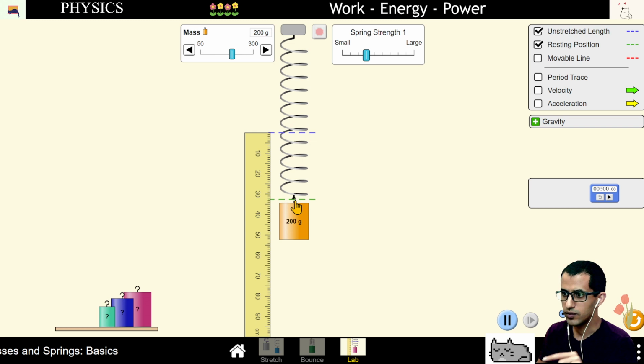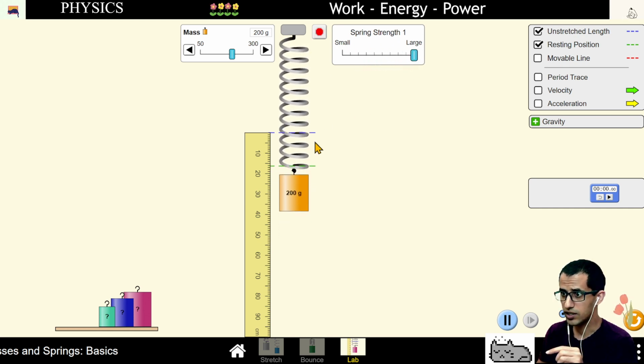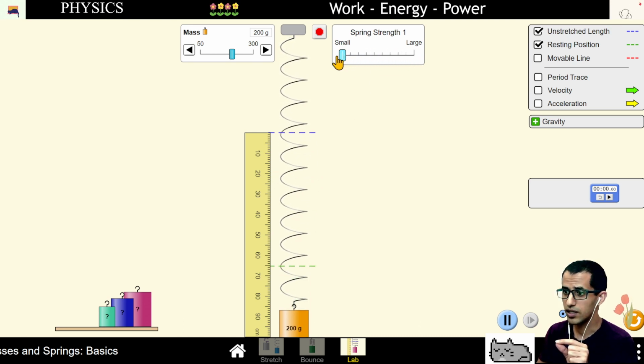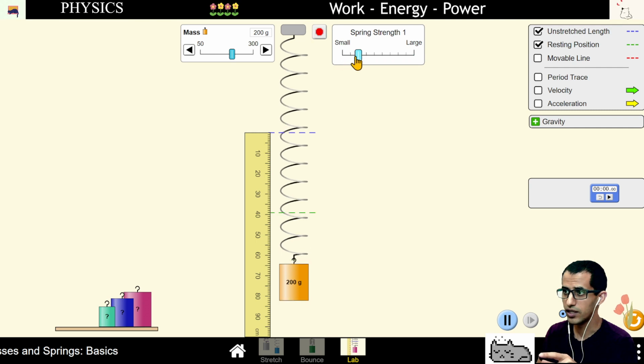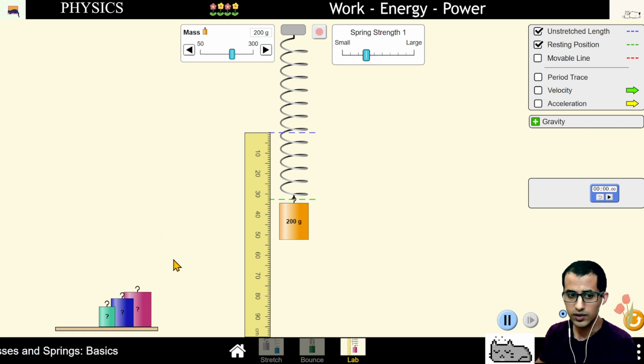With this information, we can calculate the spring constant of the spring. I can adjust the stiffness of the spring here, and you'll see that if I increase the spring constant, then the change in length is going to be smaller. If I decrease the spring constant, I'm going to have a larger change in length. So let's keep it somewhere around here. Okay, so how are we going to calculate the spring constant?